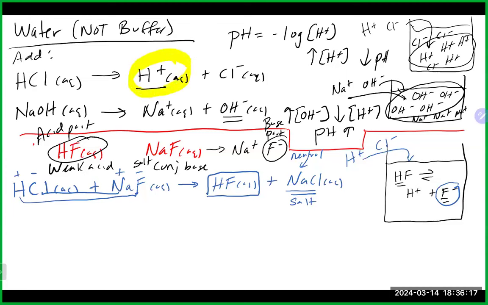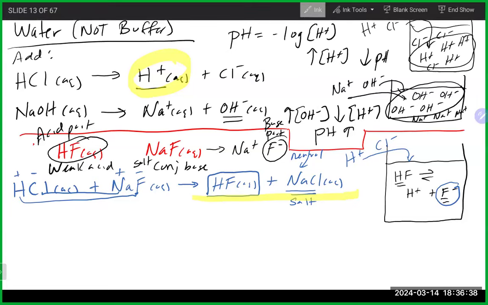Top equation, we made a lot of H plus. Over here, did we make any H plus? We did not make any free H plus. And it is the free H plus that screws up the pH, frankly, yeah? That's what the pH equation is, minus the log of the free H plus. So in this case, we actually did not produce any more free H plus.